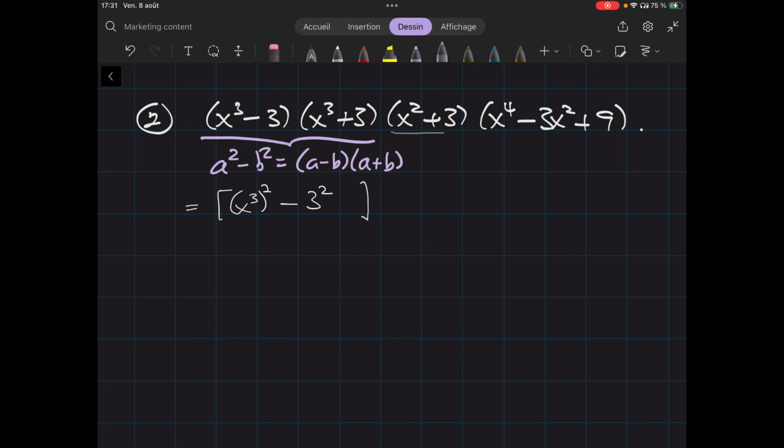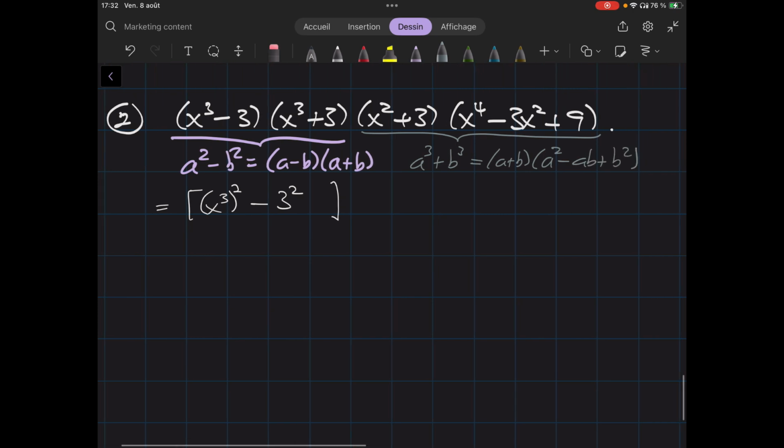The next 2 terms, you should also be able to recognize this product. A cubed plus b cubed is equal to a plus b times a squared minus ab plus b squared. A is x squared, b is 3. Notice that there's a negative sign here, and the coefficient of ab is 1. It is not a squared minus 2ab plus b squared. It is not this guy for the middle term.